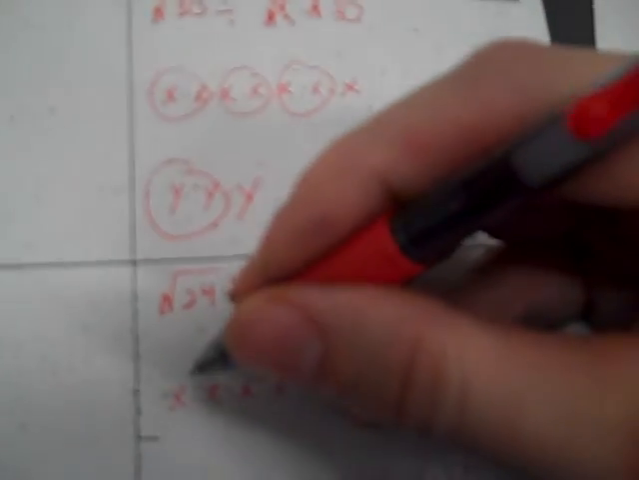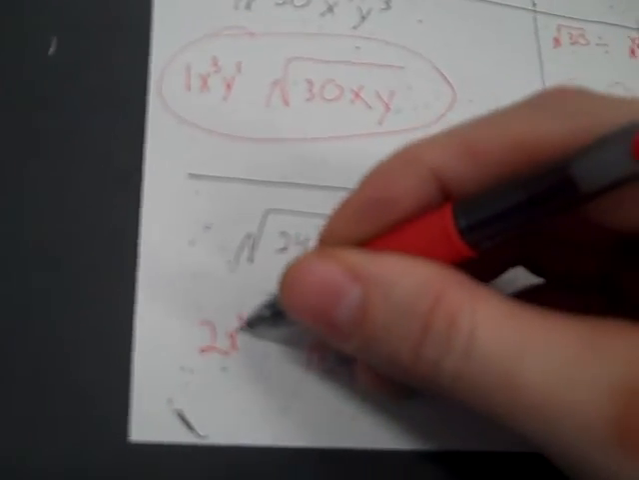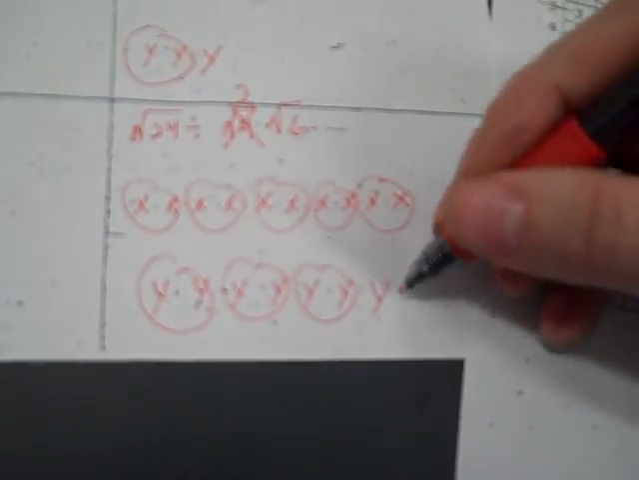X to the 10th pairs 1, 2, 3, 4, 5. So x to the 5th. You don't have any left, so you don't put x inside. 1, 2, 3, and then leave that one alone. So y to the 3rd outside with a y inside. And that is how you simplify expressions with square roots that include not only a number but variables and exponents.